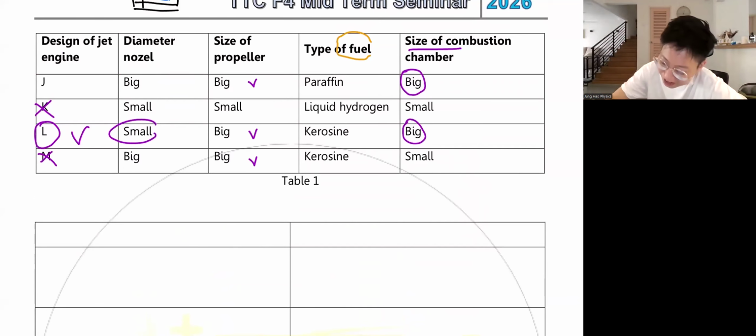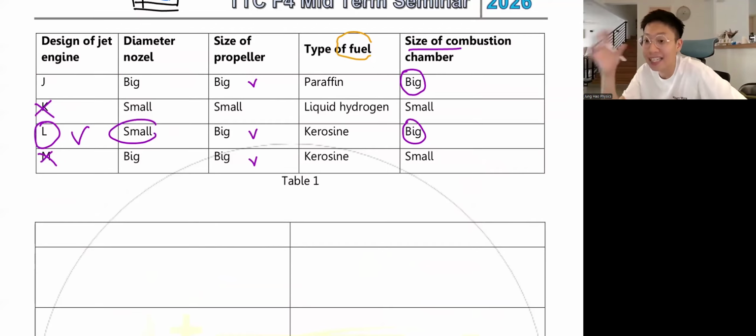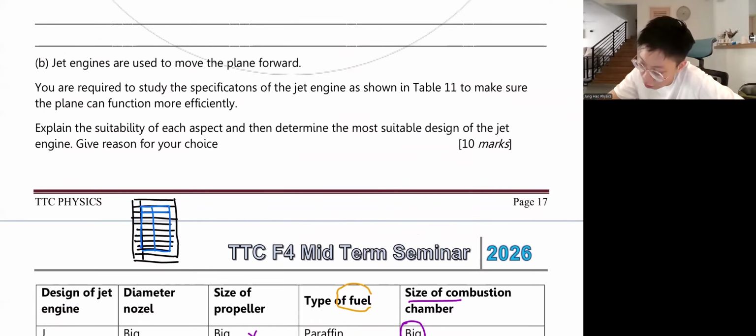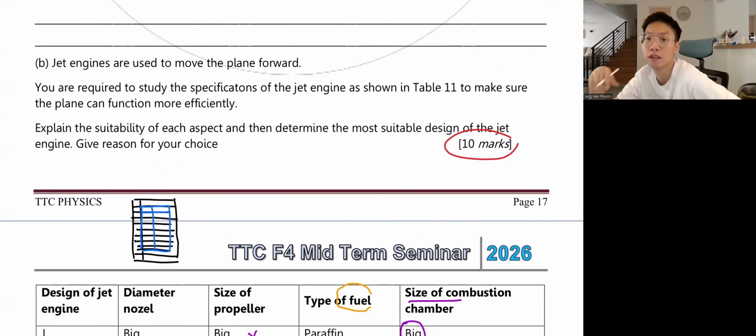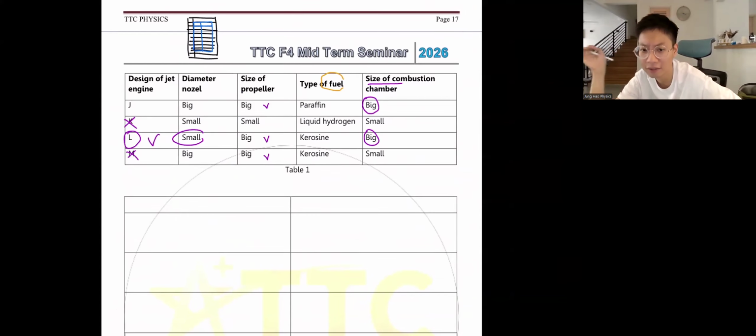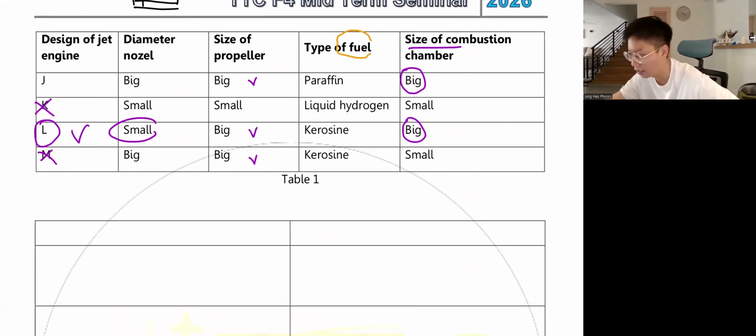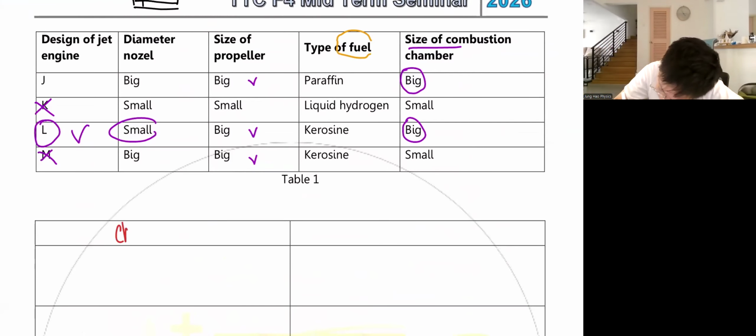Okay, so let's continue. Our diameter of nozzle. How do you know when to draw? Okay, when it is an essay question, you will see that the question is 10 marks. So meaning to say your Section B's last question and your Section C's last question. Usually the last one, or second last or last one. Okay, so let's try this out.